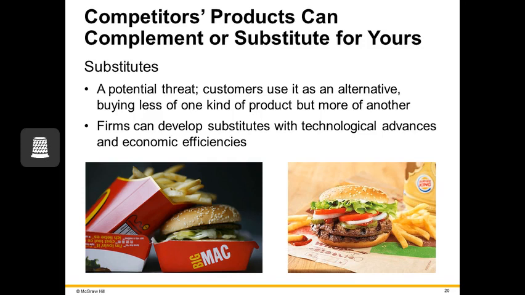But you look across the street at Burger King and it doesn't look like there's anybody there, so you decide, hey, I'm going to go get a Whopper instead of the Big Mac. Well, that Whopper is a substitute product for the Big Mac in this example.